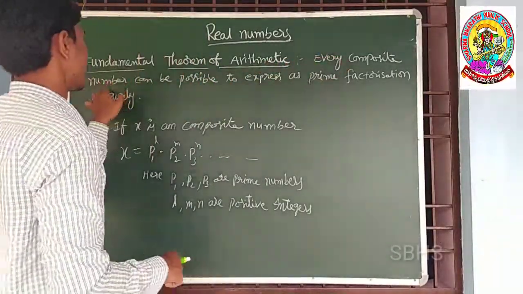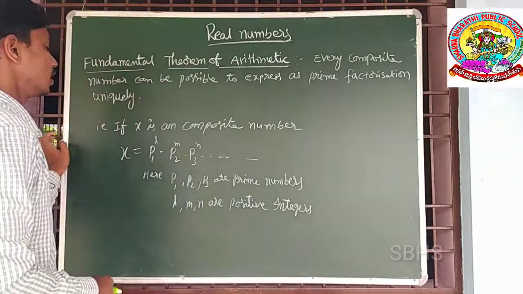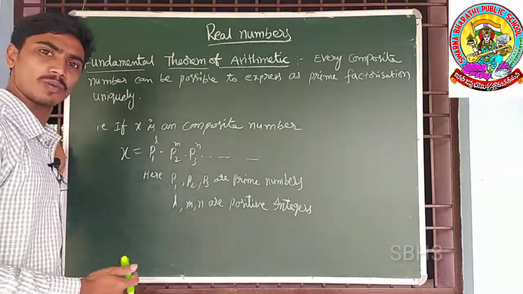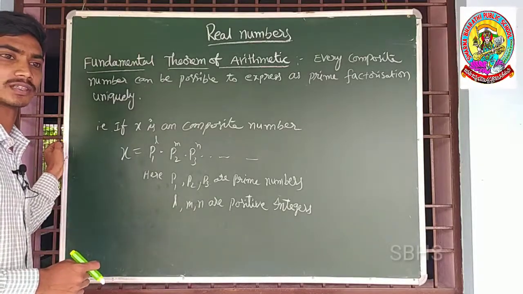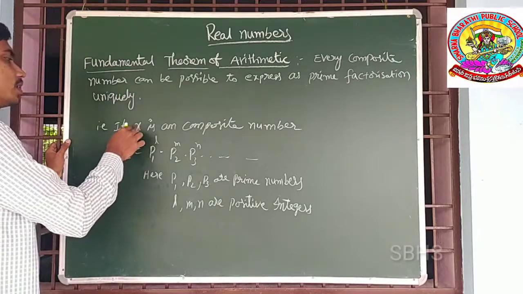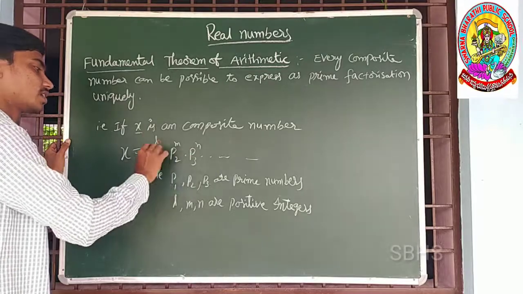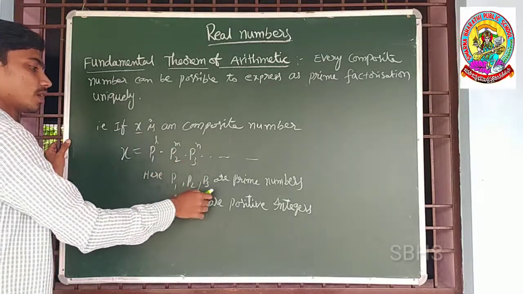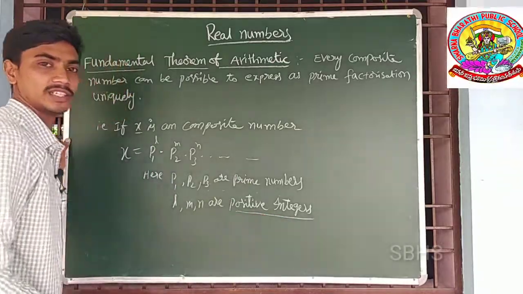Every composite number can be expressed as a prime factorization uniquely. If any composite number is given, you can express it in the form of prime factorization. That prime factorization is unique. At the same time, if x is a composite number, you can say that the factorization is like this. Here p1, p2, p3 are prime numbers and l, m, n are positive integers.